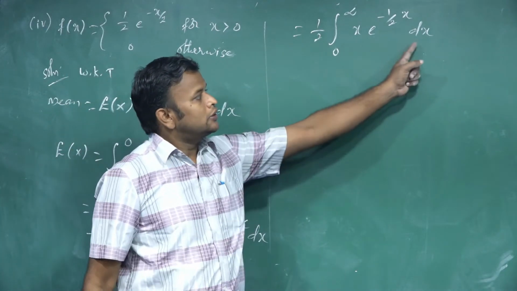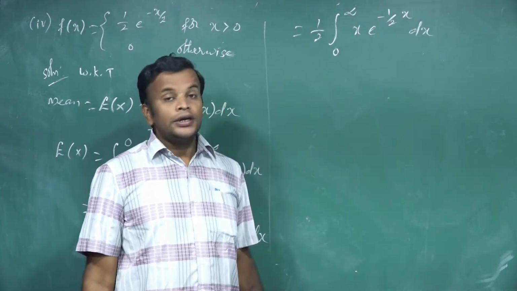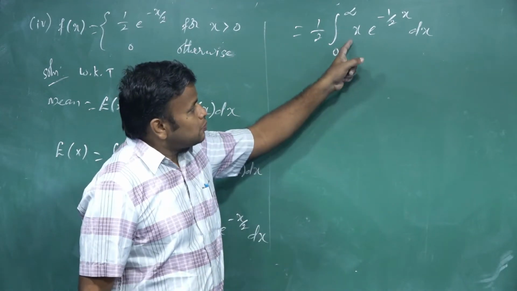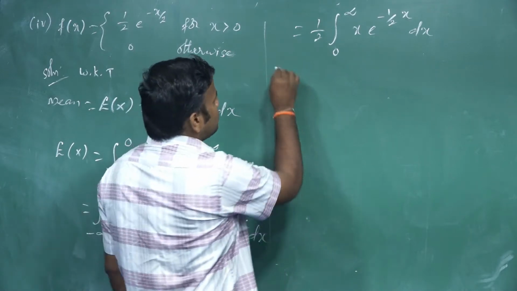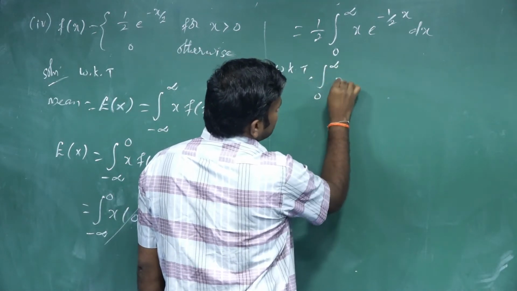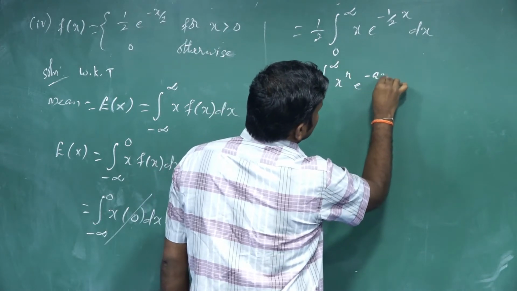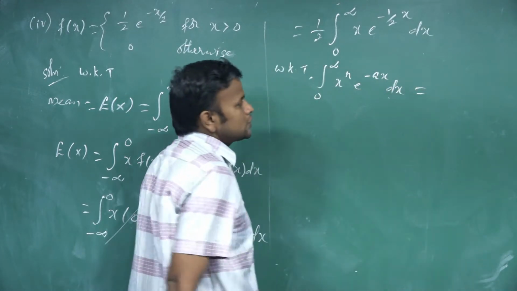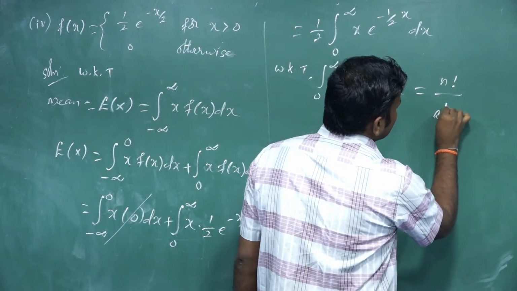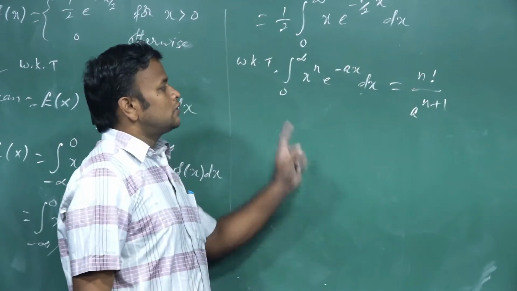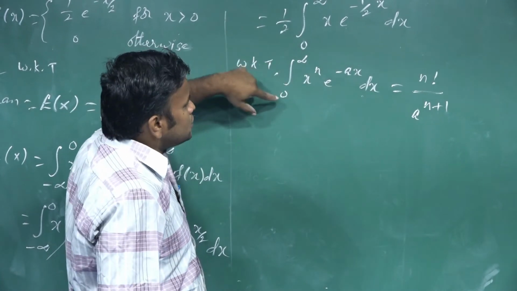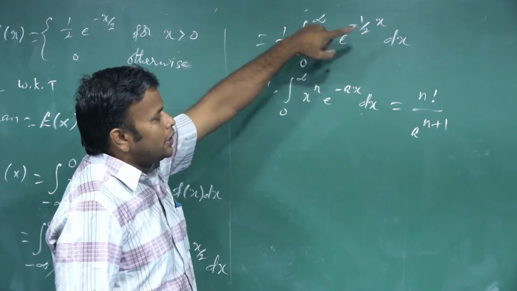You see the integral? We have already seen the same kind of integral. The integral's lower limit is x equal to 0, upper limit is infinity: some x power n into e power minus ax. Let me recall the formula: 0 to infinity x power n e power minus ax into dx. The formula is n factorial divided by a power n plus 1. We used the same formula two or three times in the previous sums.